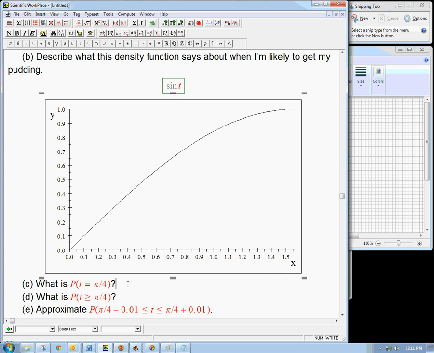Okay, but there's something important that I want to get at, and that's what C is about. What is the probability that the waiting time is exactly equal to pi over 4, halfway in between here? Okay, so you might think, oh, that's what this graph is giving me, right? It's 0.7. And the answer is absolutely no. This is equal to 0, because I said, what's the probability that with infinite precision, infinite number of decimal places, the waiting time is exactly pi over 4? That's equal to 0. This is a continuous probability distribution, and so the probability that any particular time happens is exactly 0.